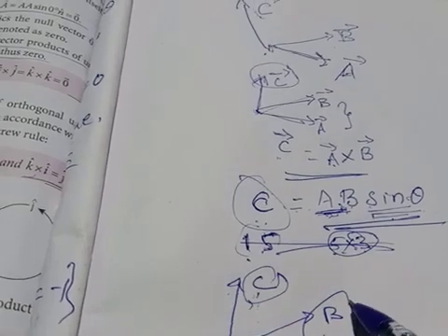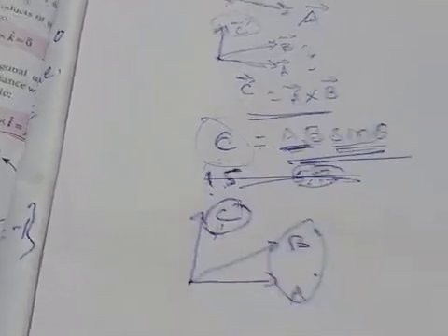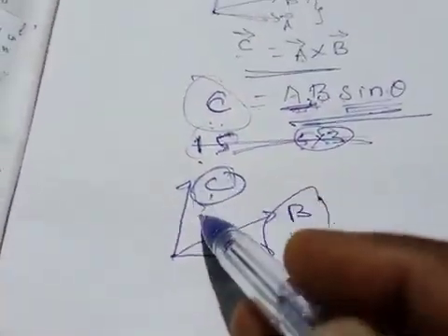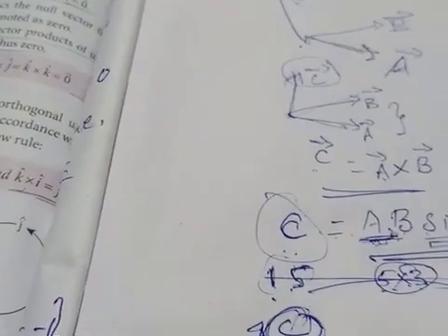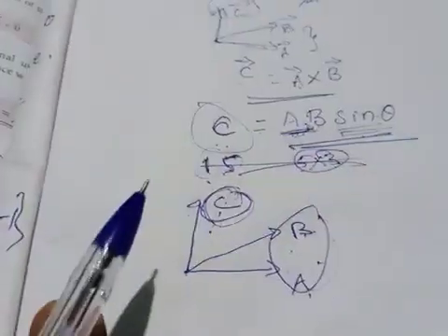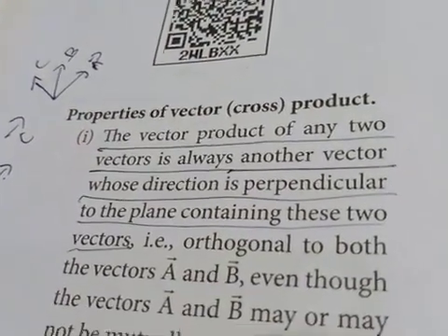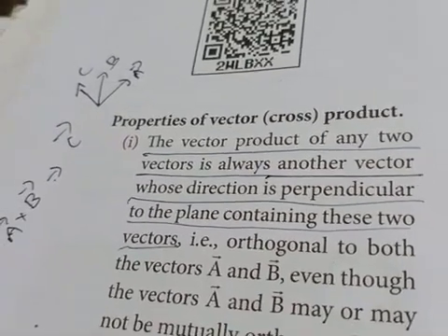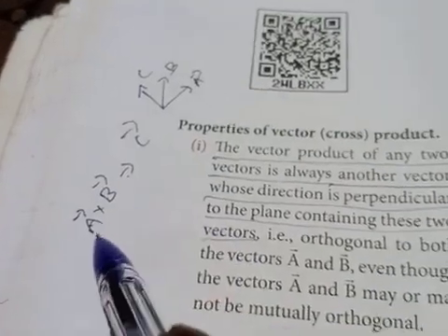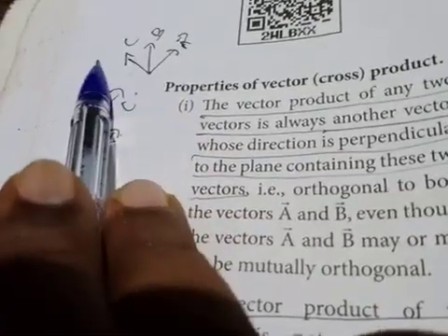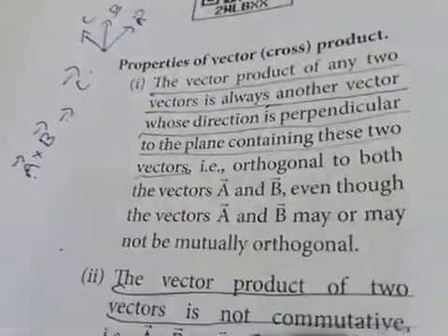Always these two vectors are perpendicular to each other, or you can say C is orthogonal to both vectors, A and B. So that is the first property. The vector product of any two vectors is always another vector whose direction is perpendicular to the plane containing these two vectors. So you can write A cross B is equal to C. This is what you can see in the diagram. C is perpendicular to A and B.